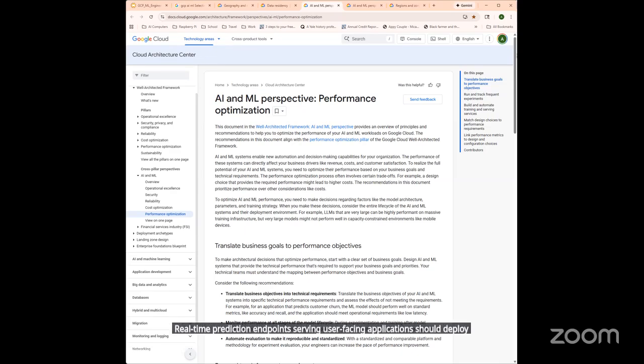For a global application, deploy model endpoints in multiple regions. US Central 1 for North American users, Europe West 1 for European users, Asia Southeast 1 for Asian users. Cloud load balancing automatically routes requests to the nearest endpoint.